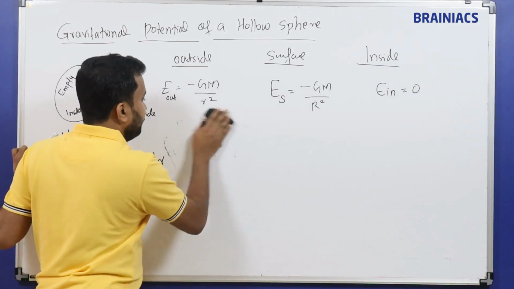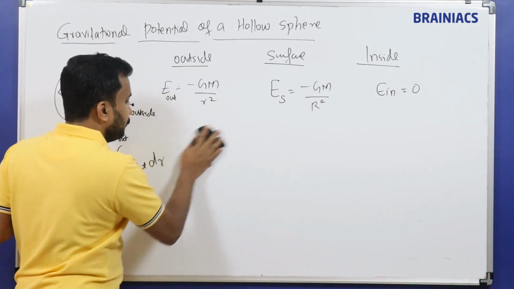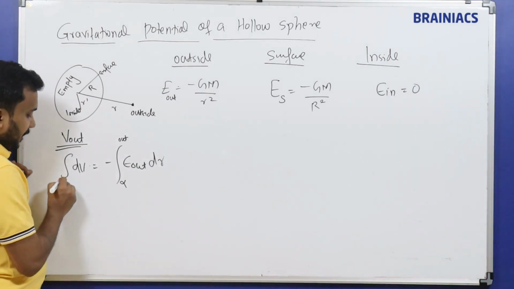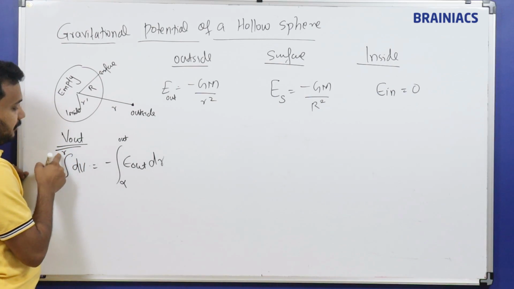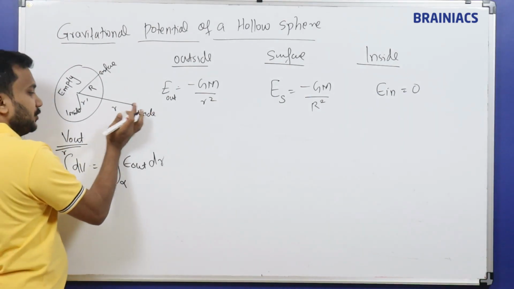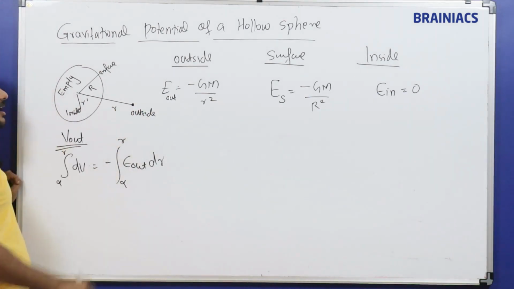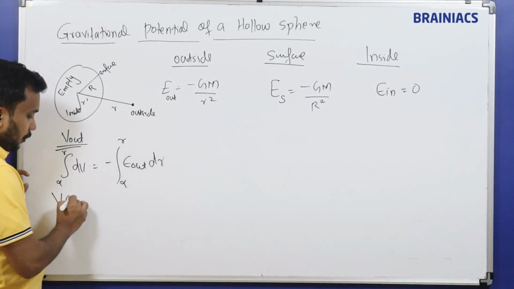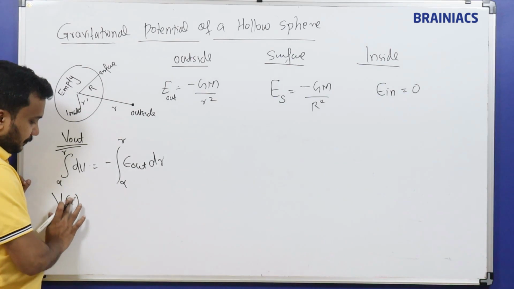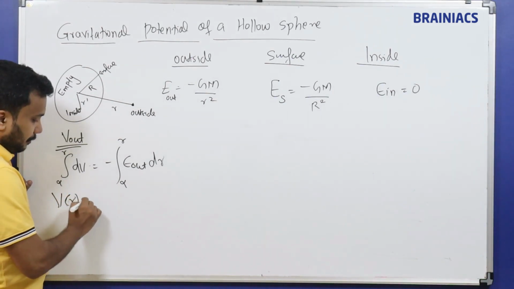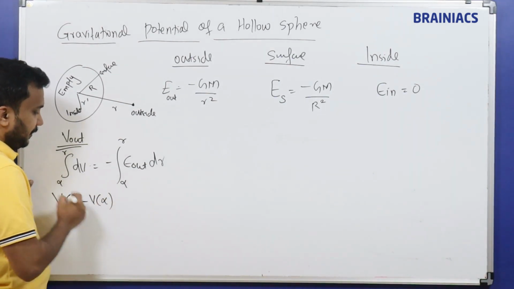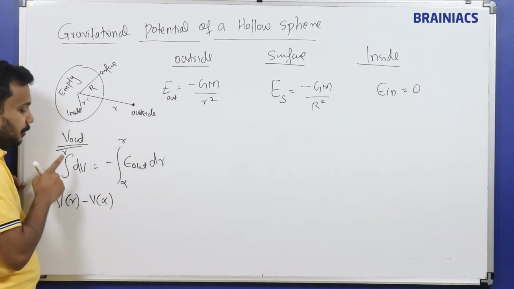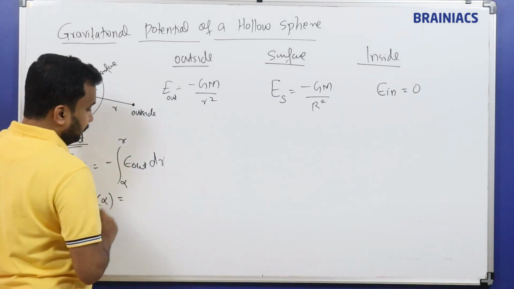So integral dV is nothing but V, integration from infinity to r. r means an outside point, so instead of writing "out" I am writing r. So this can be written as V of r minus V of infinity. Final point minus initial point. Starting is the initial point, ending is the final point.